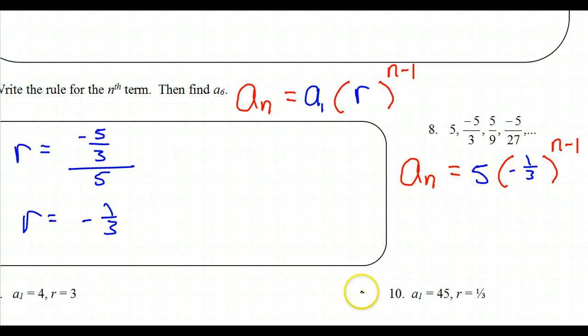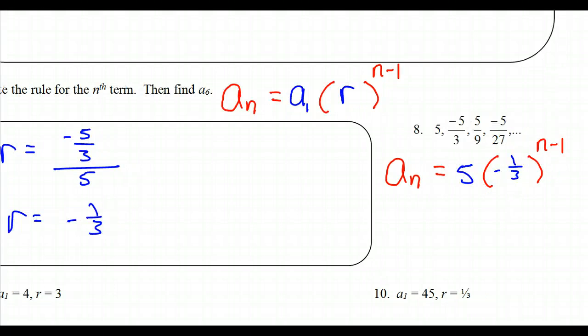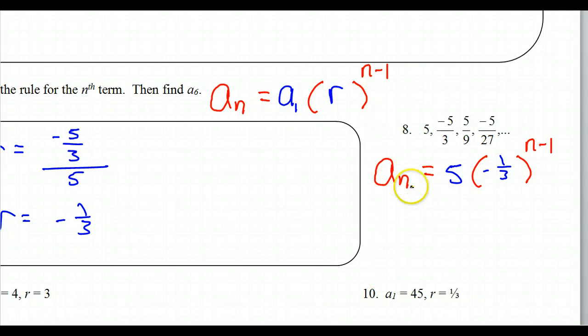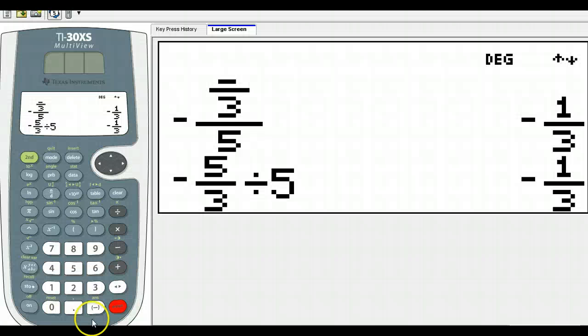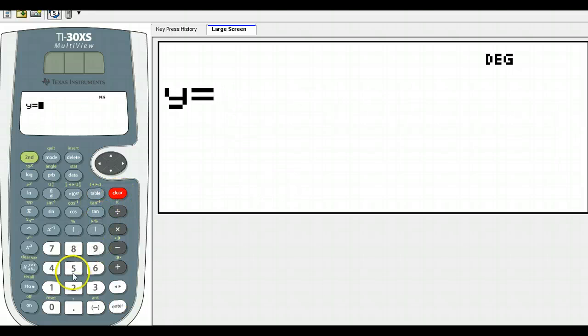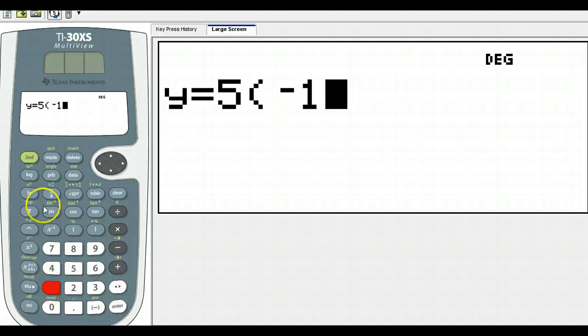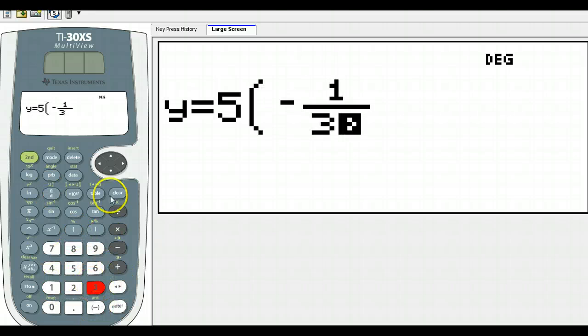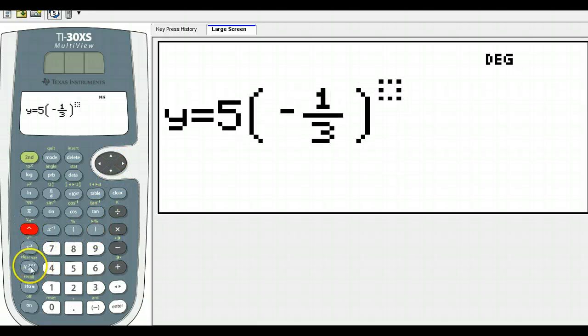All right, now this time I'm just going to go straight to the table feature. I'm going to skip the doing it by hand part, because I think you get it. So let's just use the table feature of the calculator. So what we have here is 5 times negative 1/3, to the n minus 1 power.